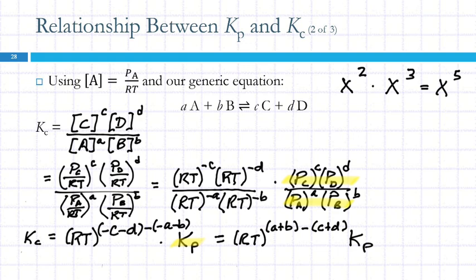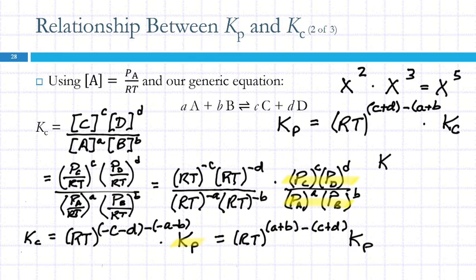What we want is Kp equals something. So I'm going to divide both sides by this mess. When I divide by the mess, I change the signs. So we're going to end up with RT to the c plus d minus a plus b times Kc. Well, that's not a very nice looking equation. So instead of the c, d, a, b stuff, we just call that delta n.